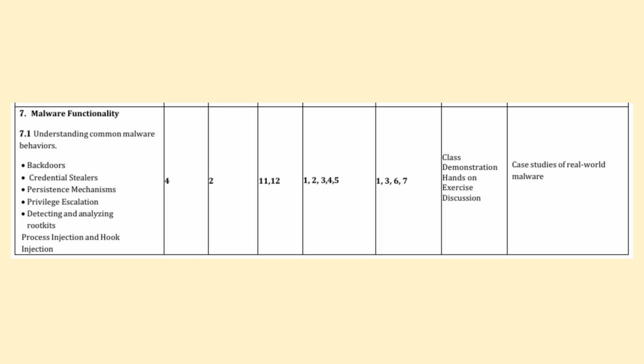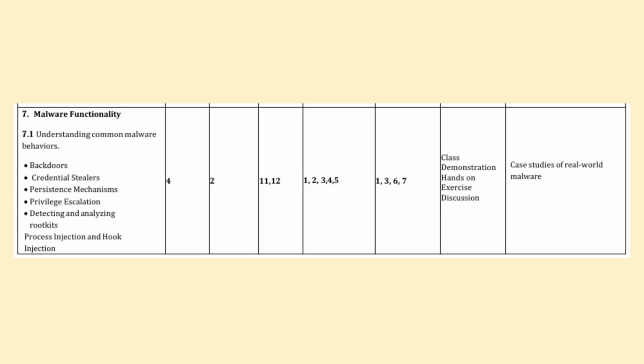In weeks 11 and 12, we'll focus on malware functionality. You'll learn to understand common malware behaviors such as backdoors, which allow attackers hidden access, credential stealers, designed to capture sensitive information, persistence mechanisms that help malware survive system reboots, privilege escalation, used to gain higher system control, detecting and analyzing rootkits, which conceal malicious activity, and techniques like process injection and hook injection, used to manipulate legitimate processes. This module will help you recognize how malware operates in real-world scenarios.